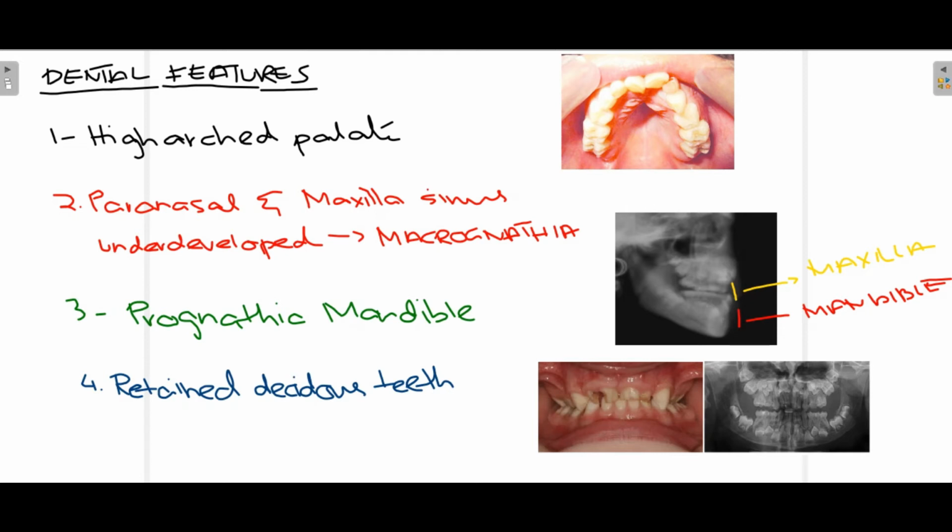Fourthly, there are retained deciduous teeth. You can see that this person is around 8 years of age, and some molars have not even erupted. There are some retained deciduous teeth. You can also appreciate in this picture how these teeth are impacted and supernumerary teeth are present. We will discuss that shortly, but for now you should remember that deciduous teeth are also retained in these patients.